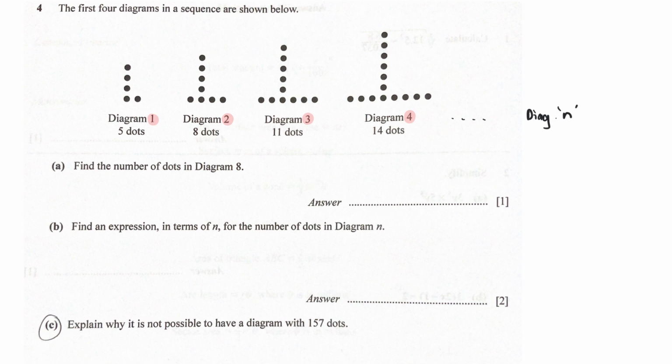Right? Next, you observe the dots that are in place, which are 5, 8, 11, 14, and eventually there will be a certain number of dots here. And that expression is always the expression that you want to find in each question. Right, so find the number of dots in diagram A. I think 8 is somewhere along here.